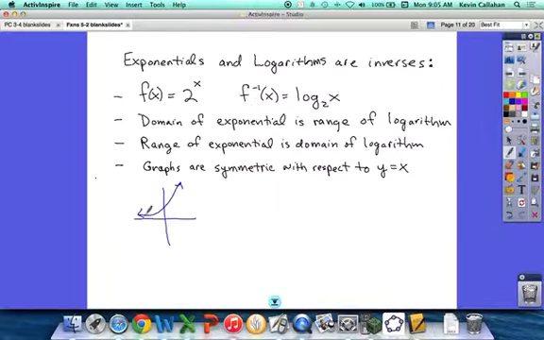And then the last thing is we know that graphs are symmetric with respect to the line y equals x. They should look like they're flips across that line. The other thing that we know, and this comes from our section on inverses, is that if you take the composition of a function and its inverse, it doesn't matter what the order is, whether you do f of f minus 1 or f minus 1 of f, they will cancel each other out, and all you're going to get is the x.